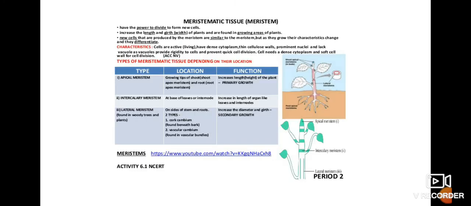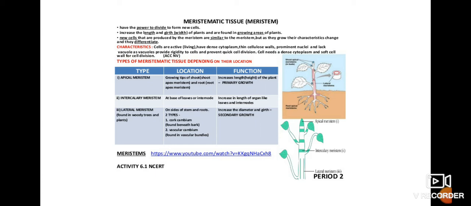Now, coming to meristematic tissues, otherwise called meristems, they have the power to divide and form new cells, because they continuously keep on dividing. They are responsible for increasing the length and girth of the plants. Girth means thickness. The new cells produced by the meristem are similar to them because most of them arise from the same type of cells.